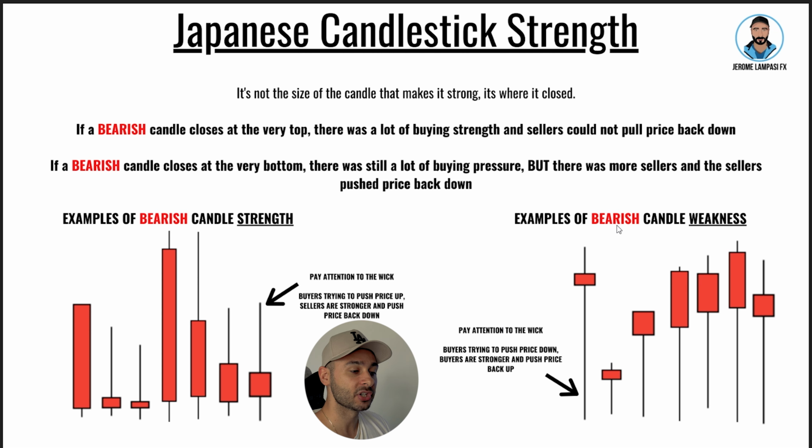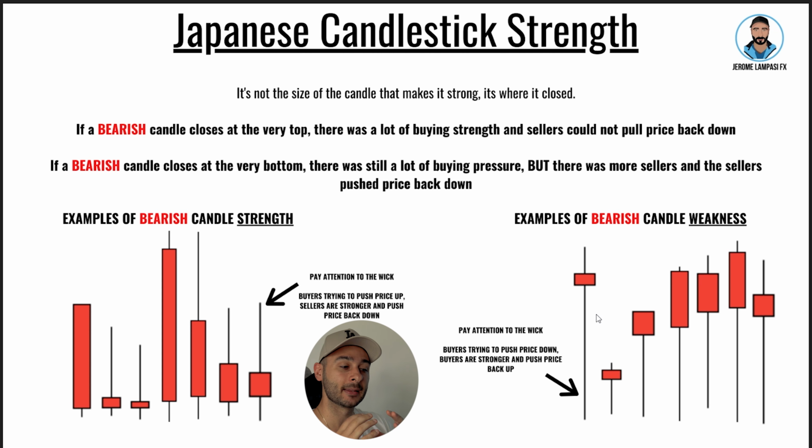Examples of bearish candle weakness. It's still a bearish candle because it is closing below the previous candle's close. Once again, pay attention to the wicks. Sellers are trying to push price down. So you've got selling pressure here, selling pressure, selling pressure. Sorry, there's a spelling mistake in there. It's sellers trying to push price down.